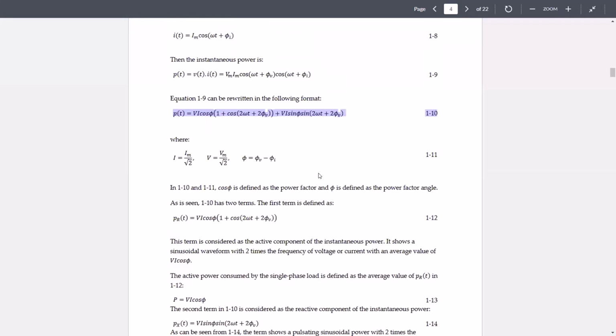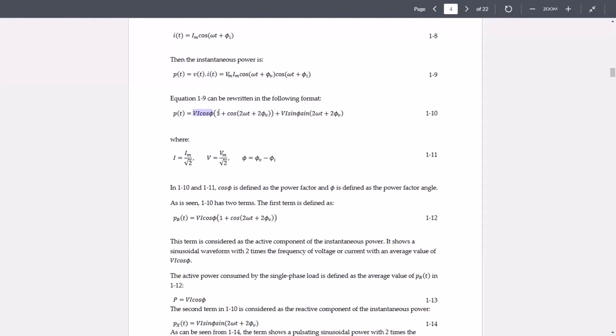Okay, so this is instantaneous power in a sinusoidal network. Now, if you look at this equation 1.10, you see that it consists of a few parts. One part is this, a sinusoidal waveform which has this maximum value, right? And this term, VI cosine of phi, is getting multiplied by 1, so we could expand this. It would have a VI cosine of phi times cosine of 2 omega t plus 2 phi V, which would be, again, a sinusoidal waveform.